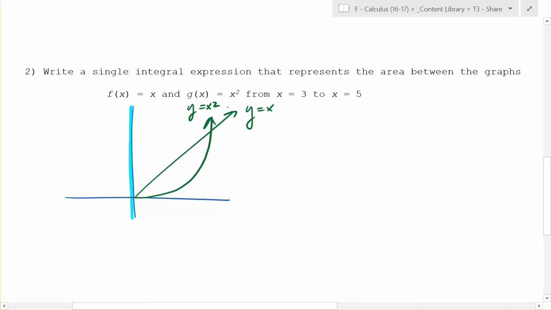So where is the area between them? 3 and 5. This one goes up like this and this keeps going, right? Yeah. Goes like this, right? Goes between them. So, oh wait, from what to what? From 3 to 5. From 3 to 5.